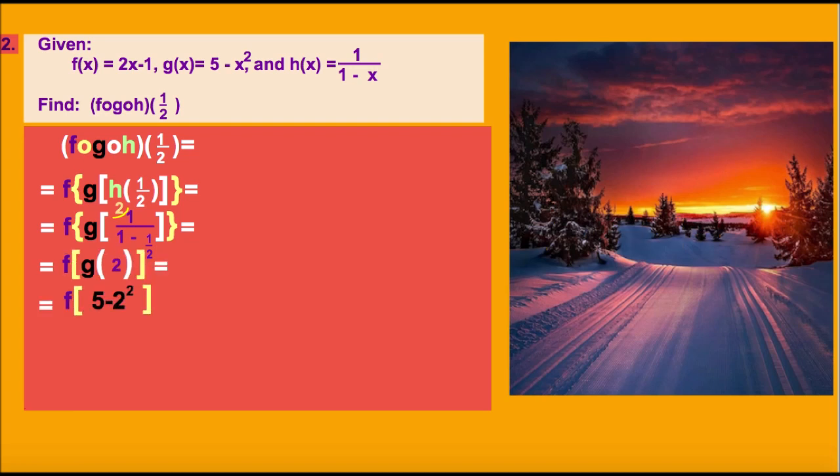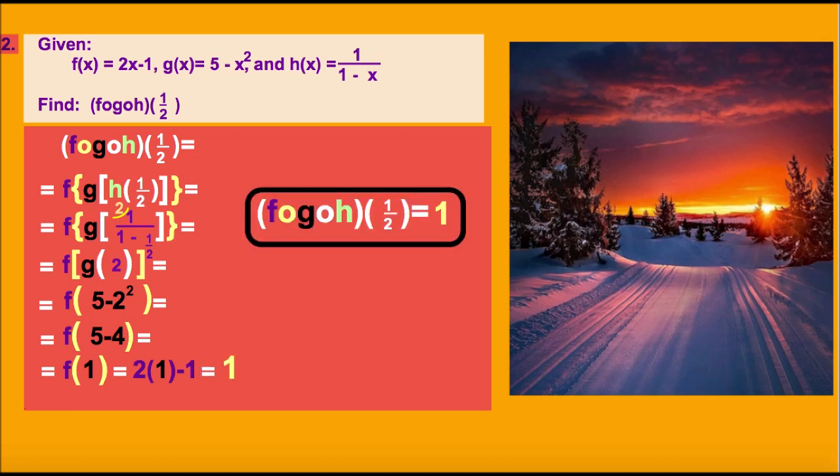Doing the exact same thing, but now with the function g, we have f of 5 times 2 minus 2 squared, or 10 minus 4, such that we have f of 6. This is equal to 2 times 6 minus 1, which is 11. Final answer, f composed with g composed with h of 1/2 equals 11.